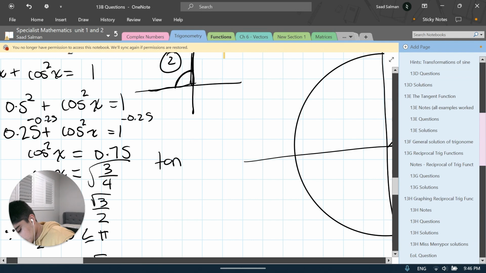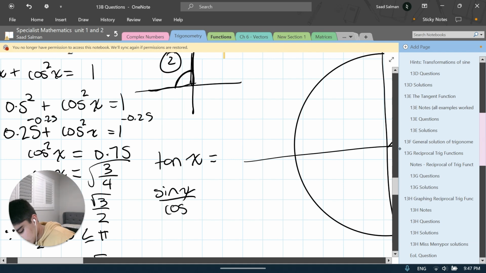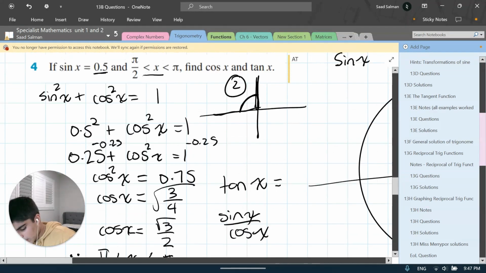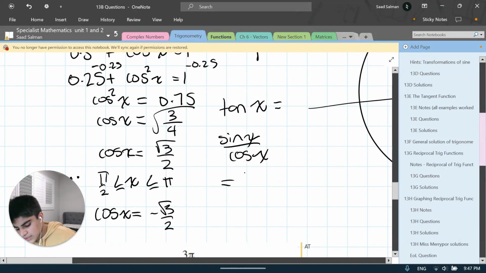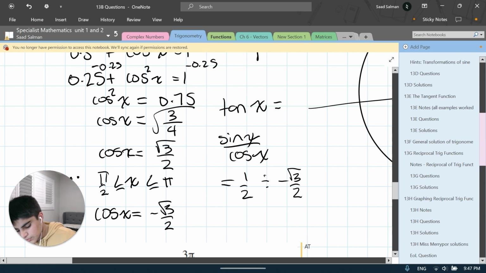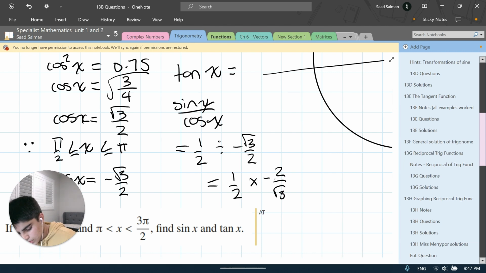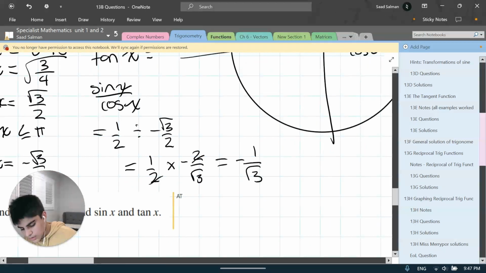Now tan x is derived from sine x divided by cosine x. So 0.5, which equals 1/2, this equals 1/2 divided by negative root 3 on 2. This equals 1/2 times negative 2 over root 3. This equals negative 1 over root 3, which equals negative root 3 on 3. Remember to rationalize.